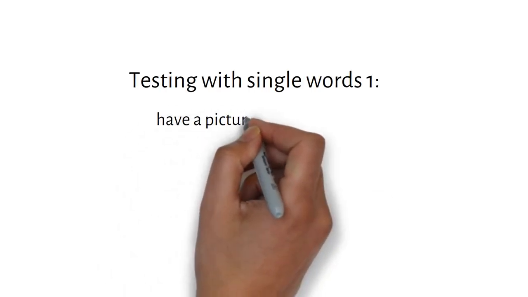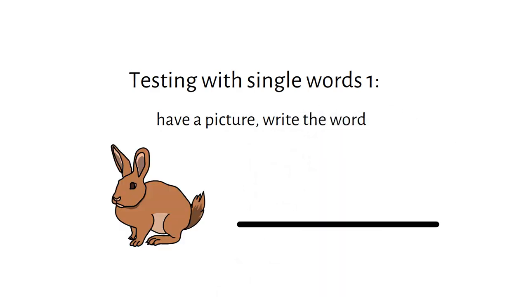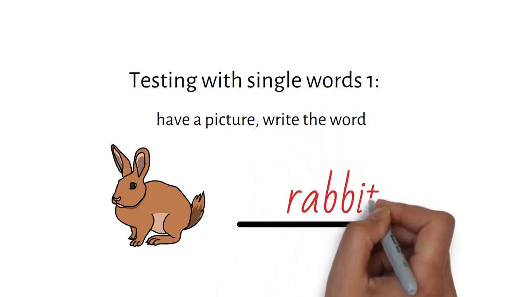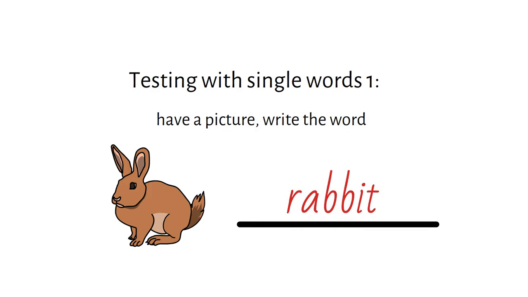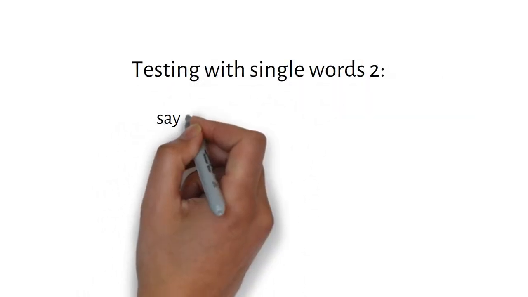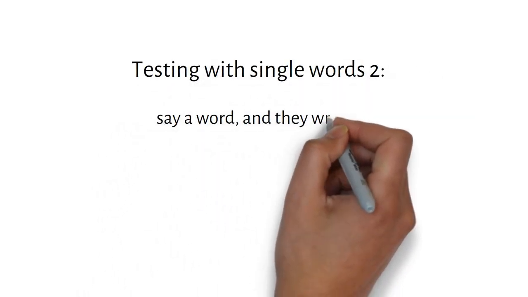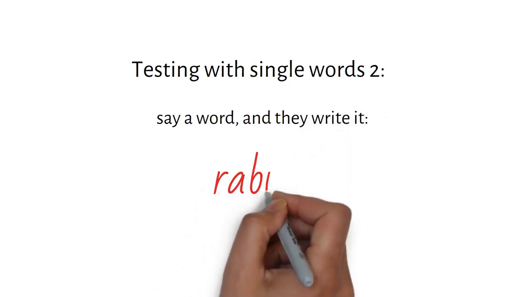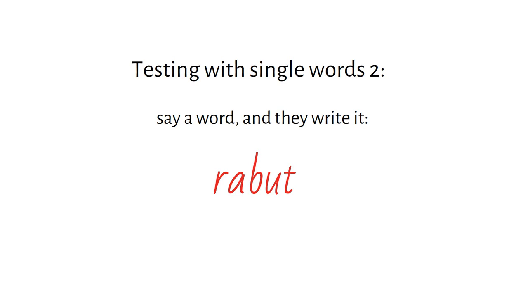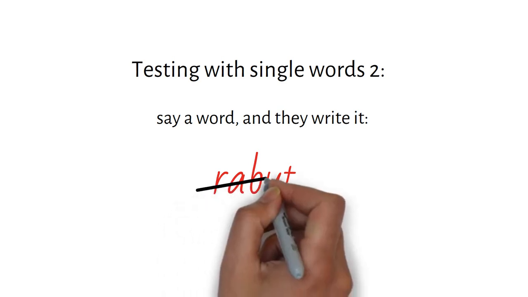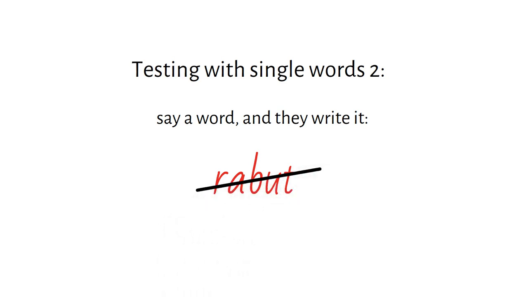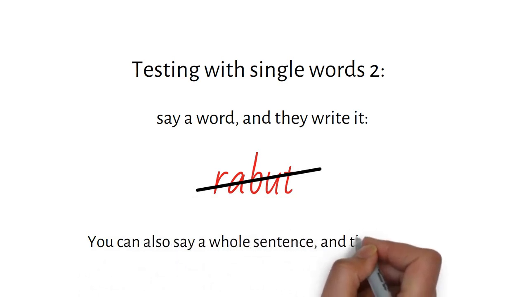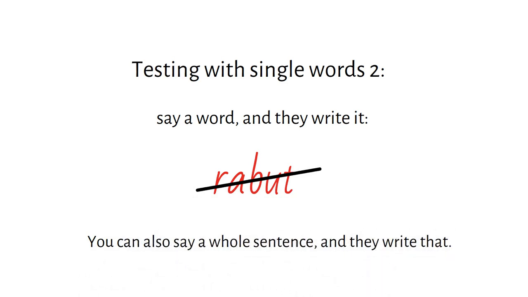One way is to have a picture and ask the person to write the word. This tests their writing, what is in their heads. Or you can say a word and they can write it. Rabbit. See how they do. This person did not get it right. You can also say a whole sentence and they can write that.